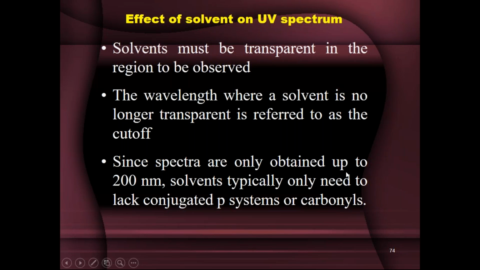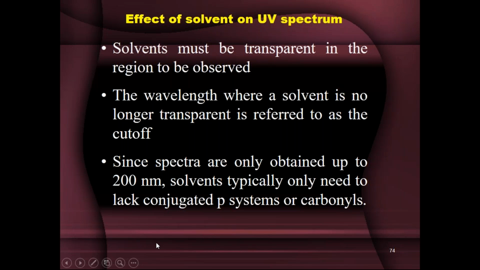Since spectra are only obtained up to 200 nanometers, solvents typically only need to lack conjugated pi systems or carbonyls. That means unsaturation should not be there, because as we have seen a few classes earlier, in the UV visible region it is only the pi electrons and the n electrons which contribute towards spectra, because only they can be excited by the energy possessed in the UV visible radiation. So we are referring to radiation above 200 nanometers, very close to the extreme end of UV.